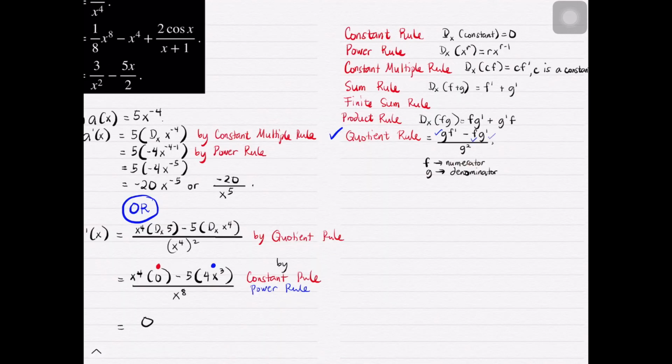Now, x to the power of 4 times 0 is 0, so our numerator here will just be negative 20x cubed. And this would be divided by x to the power of 8. And simplifying this gives us negative 20 over x to the power of 5.